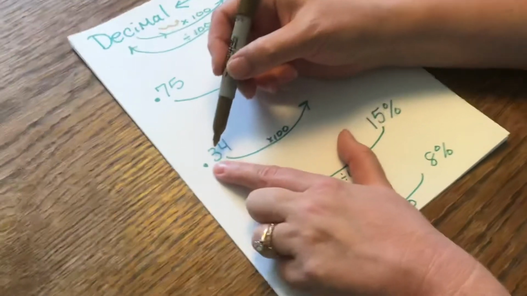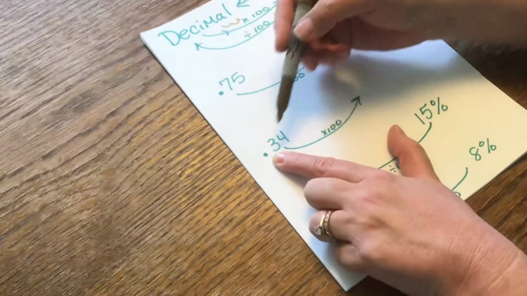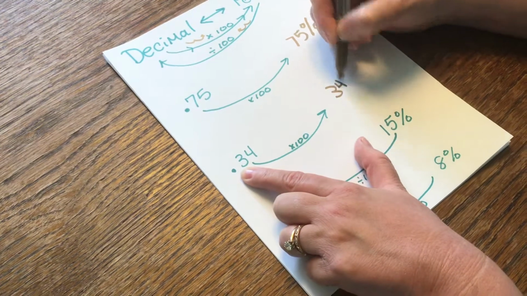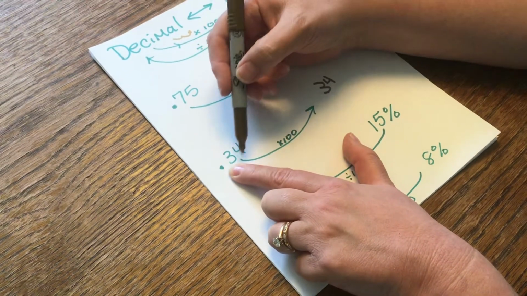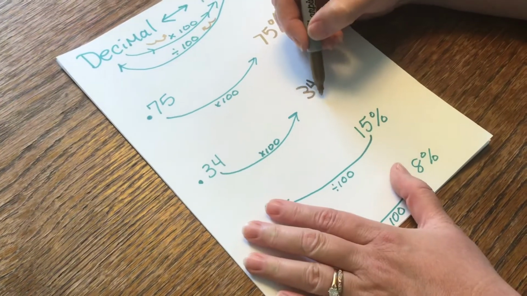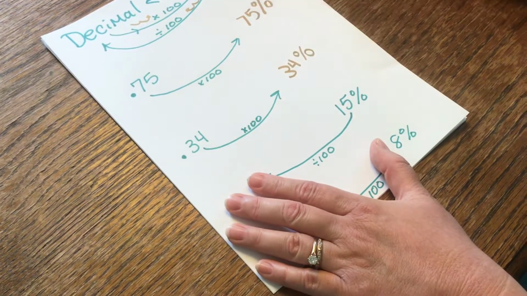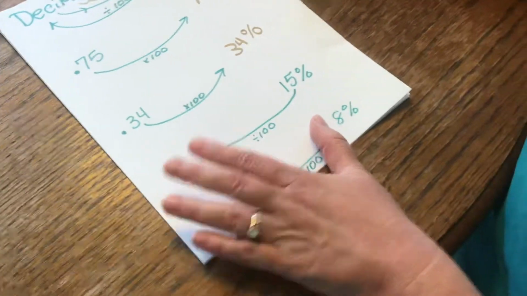If I had 34 hundredths, same deal. If I want to make that into a percent, I'm going to multiply it by 100, and I'm going to move that decimal point 2 places to the right. I'm going to move it. And 34 hundredths is the same amount as 34%.